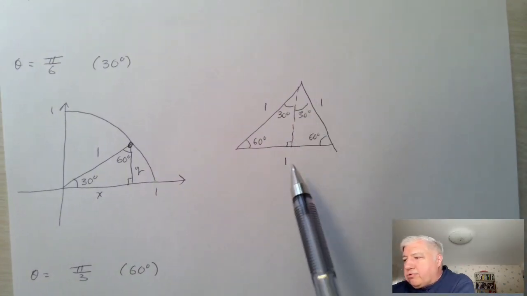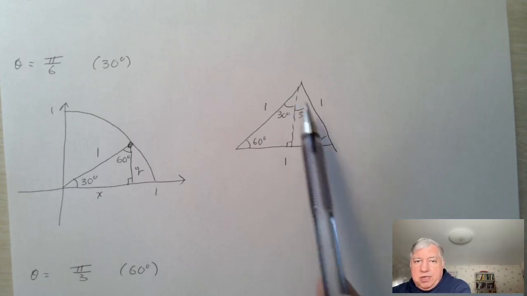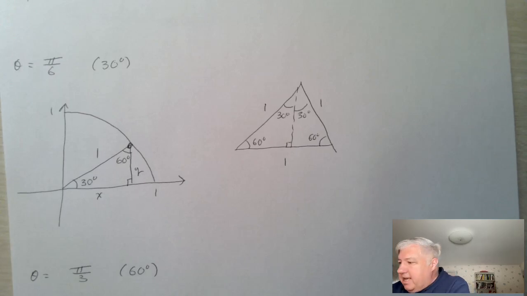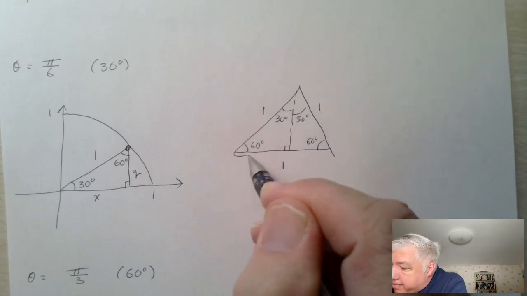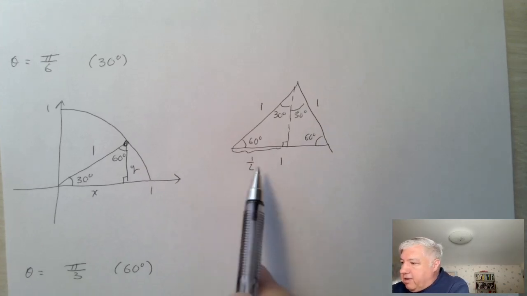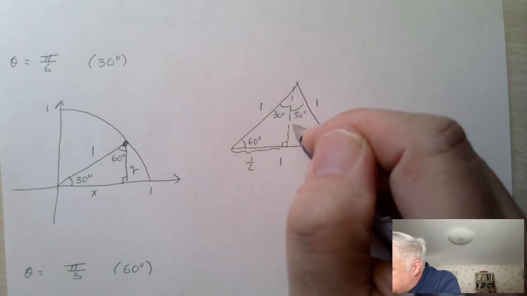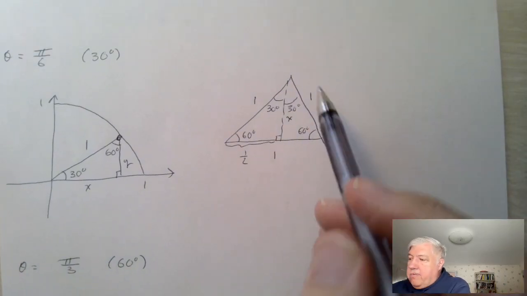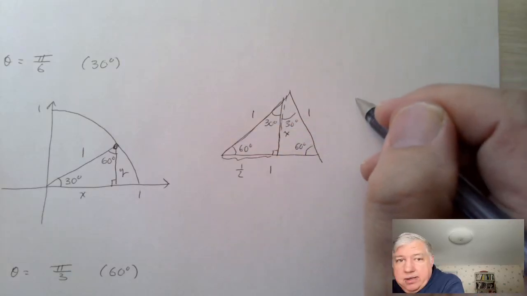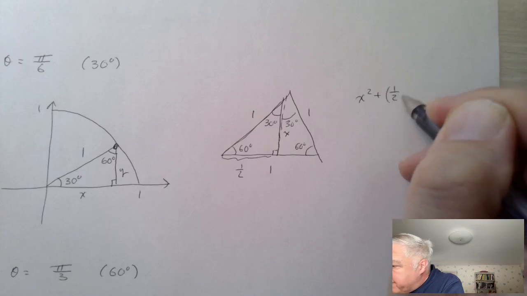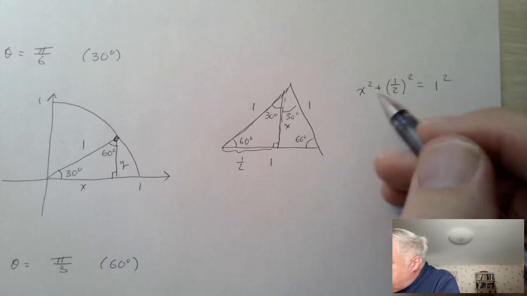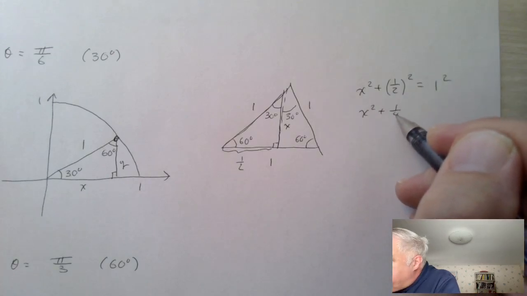So in an equilateral triangle, all the angles are equal to 60 degrees, and the sides are all, in this case, equal to 1. We can see that this distance has to be 1/2, because it's 1/2 of this. If we call this side x, we have a right triangle right here, so we get x squared plus 1/2 squared is equal to 1 squared, again by the Pythagorean theorem.